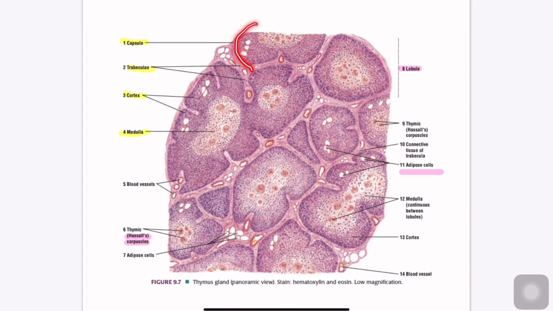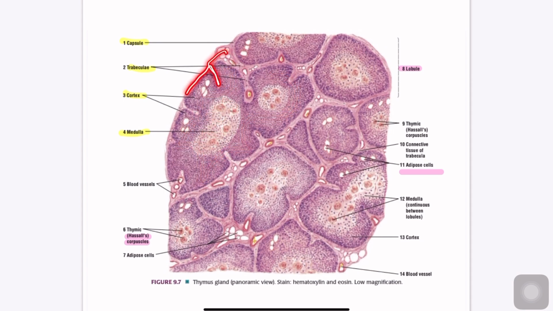The capsule of the thymus dips inside at points, taking along the blood vessels with it, and this is known as trabeculae. This is a single lobule of thymus. This is the cortex, whereas this is the common medullary region.